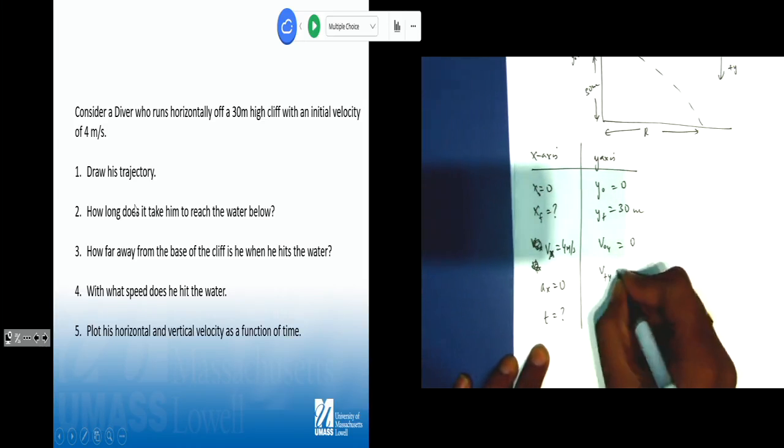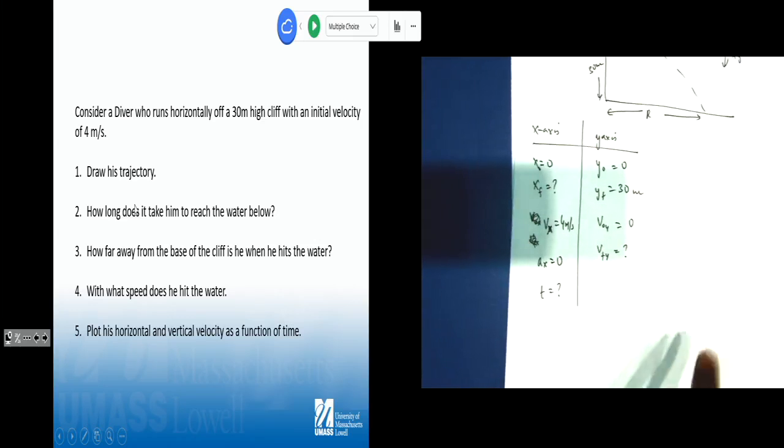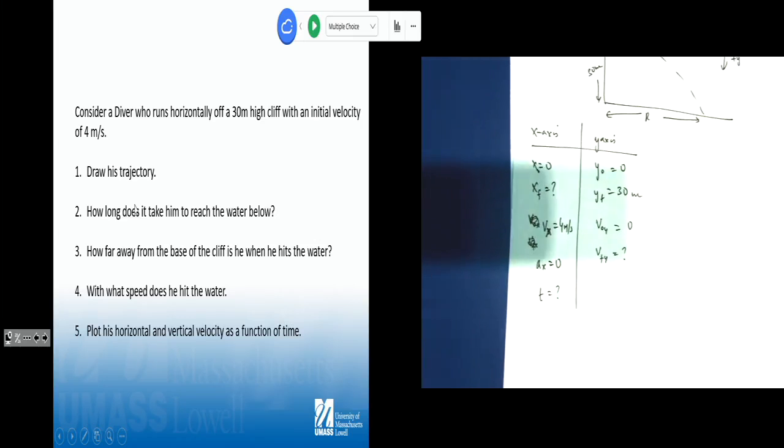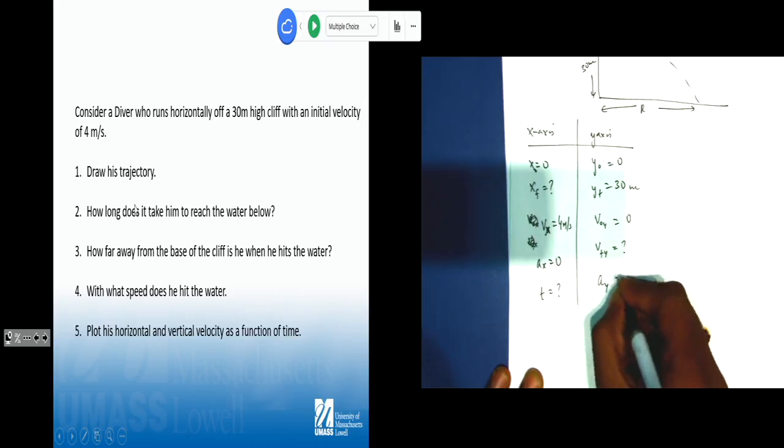So 0. I do not know my final velocity in the y-axis. Now, remember, I'm saying I don't know this. Don't say it's 0, because that's after his motion. That's after he hits the water and stuff has slowed him down for whatever reason. When we say final velocities, we're talking about right before he hits the ground. Okay, like with what velocity does he hit the ground? Okay, and AY and T.